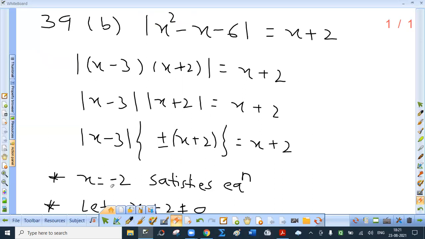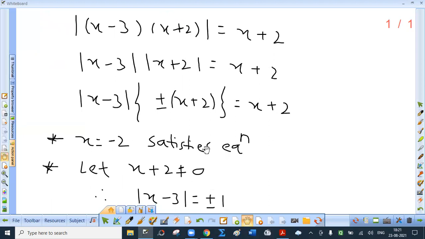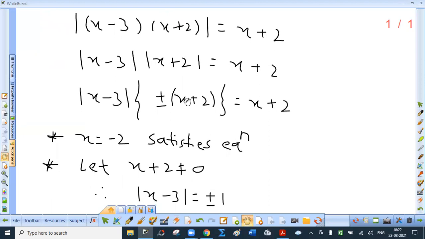Now first possibility, x plus 2 equal to 0. So in that case, this into 0 equal to 0, right? Now x plus 2 equal to 0 means what? x equal to minus 2. So this is one of the solutions. Suppose x plus 2 is not equal to 0, then we can divide. So mod of x minus 3 into plus minus 1 is x plus 2. So I can say mod of x minus 3 is plus minus 1.